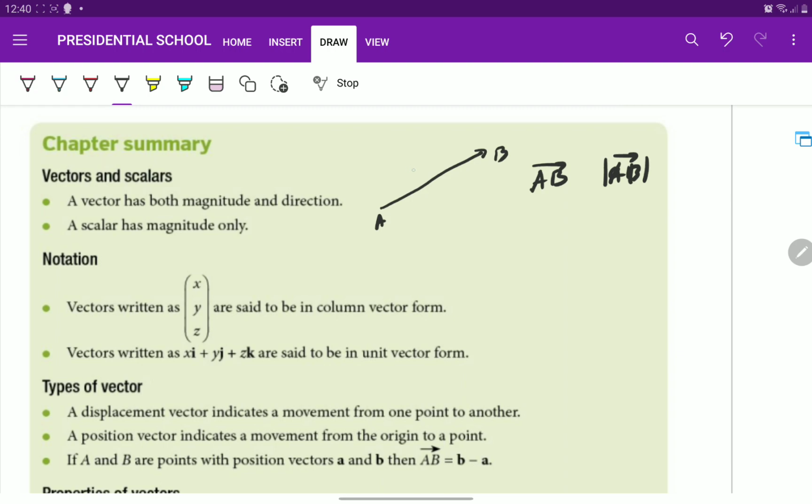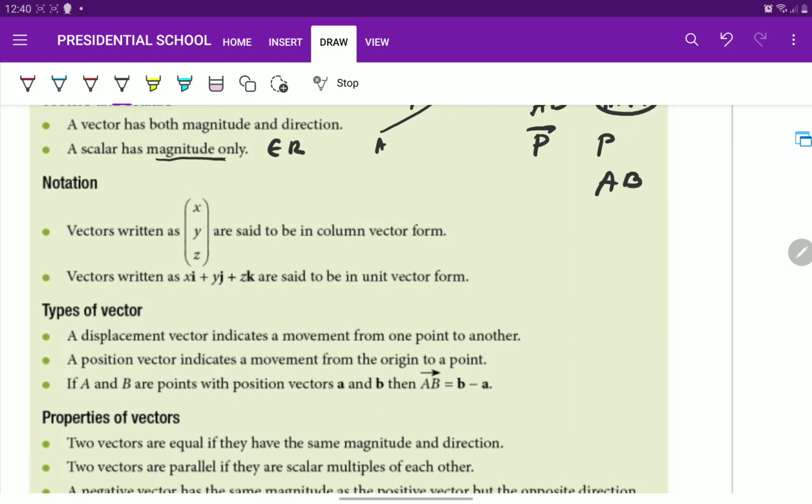Sometimes this can be written as vector P. If you use this one, then the magnitude will be this one. Or sometimes you don't need to write this way, just AB. A scalar has magnitude only. So a scalar can be negative, can be a fraction, so basically it belongs to the set of all real numbers.